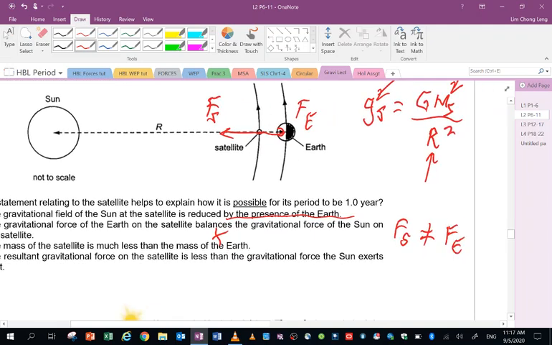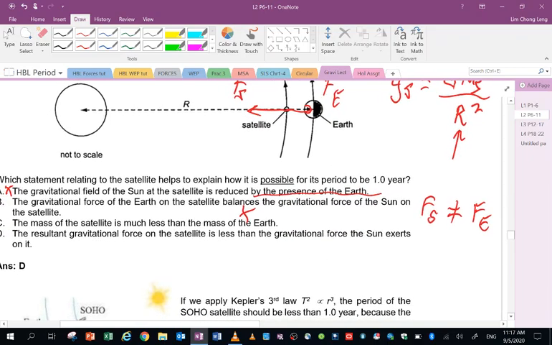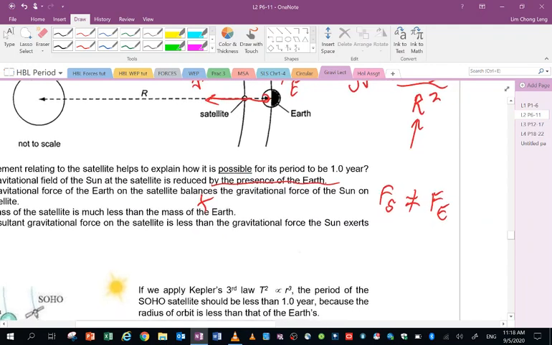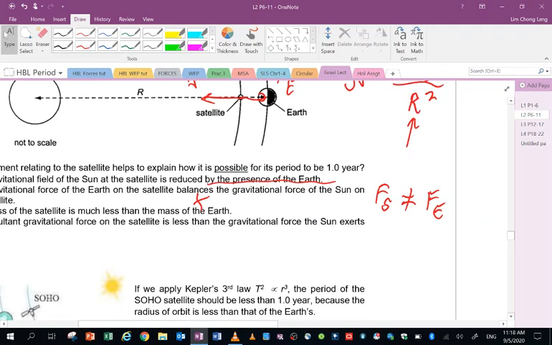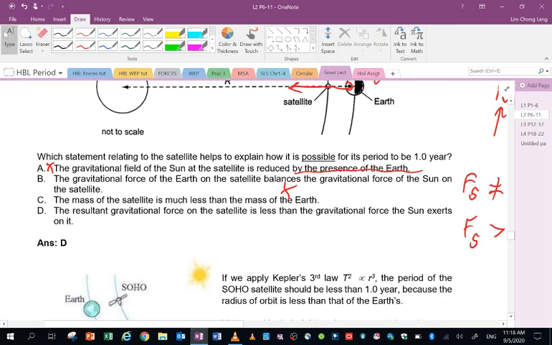Okay, these two are not equal, right? Let's read it again. Gravitational force of the Earth on the satellite balances the gravitational force of the sun on the satellite. Both heavenly bodies are attracting the satellite, but these two forces are not equal because one force is more than the other to provide a net force. Okay, force due to the sun is more than force due to the Earth, so there is a net force towards the sun. So this is a wrong statement.